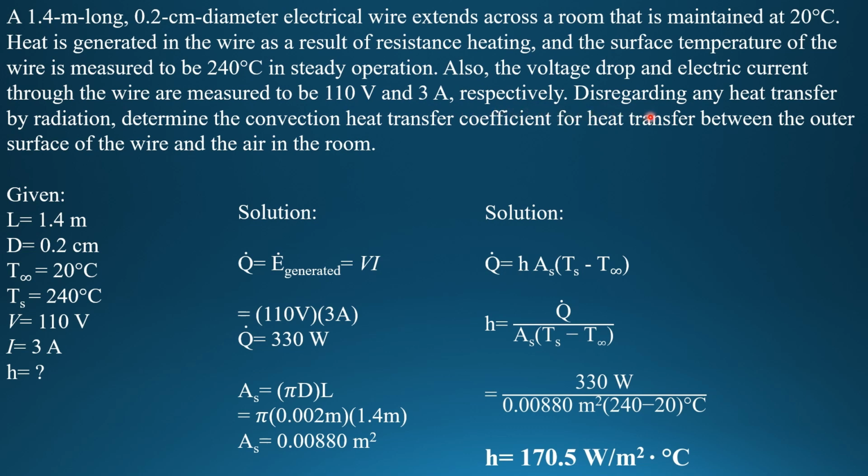Disregarding any heat transfer by radiation, determine the convection heat transfer coefficient for heat transfer between the outer surface of the wire and the air in the room.